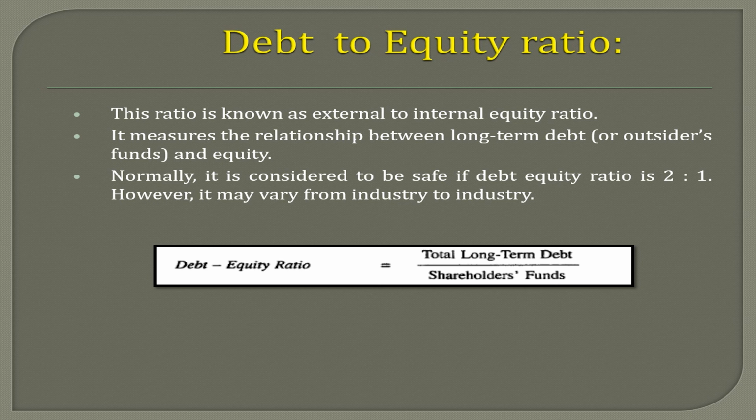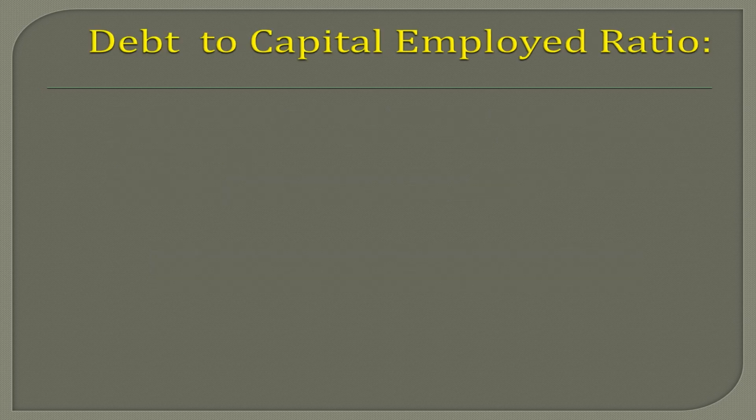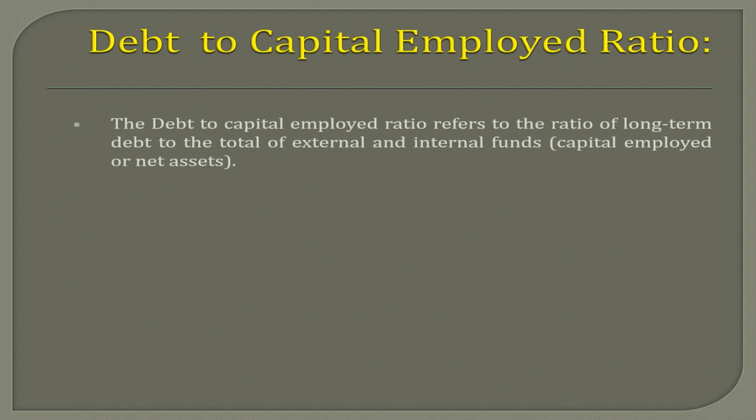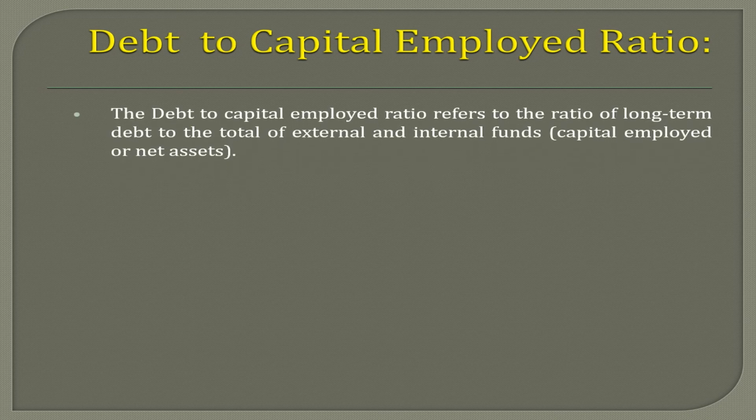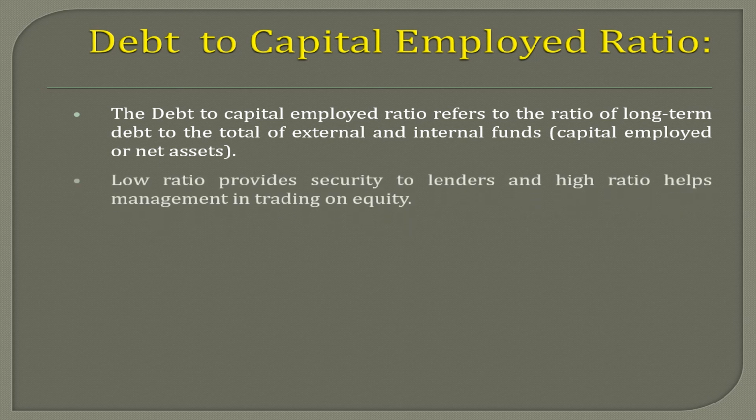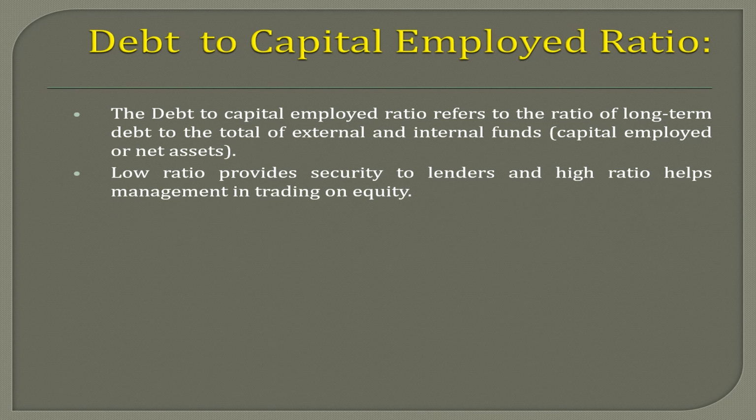Next type of solvency ratio is debt to capital employed ratio. Debt to capital employed ratio refers to the ratio of long-term debt to the total of external and internal funds. Low ratio provides security to lenders and high ratio helps management in trading on equity.